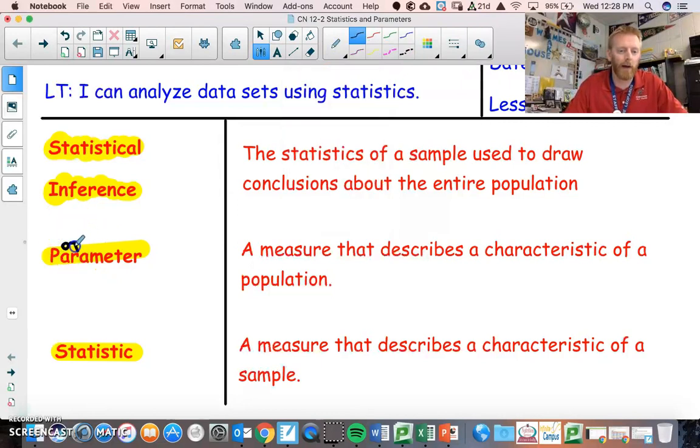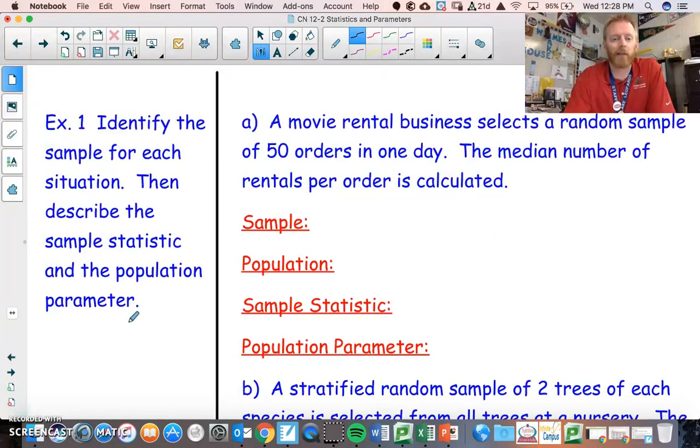That's an easy way to remember. Parameter starts with P, for population. Statistic starts with S, so it's for just the sample. So maybe that will be an easy way for you guys to remember some of those things. Here are a couple examples of that exact type of idea before we get into the heavy-duty math. Our job is to identify these four things.